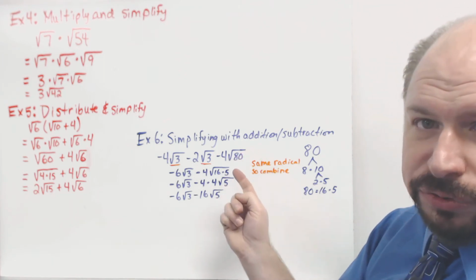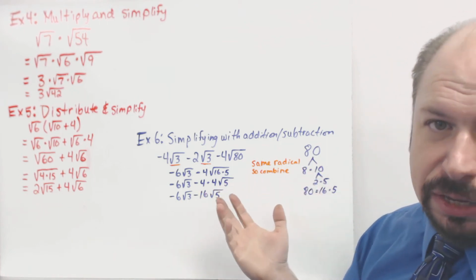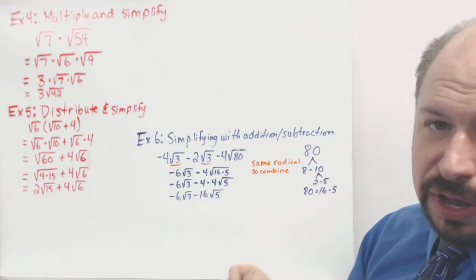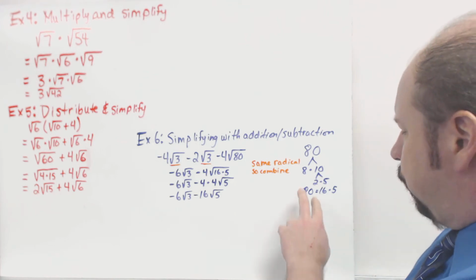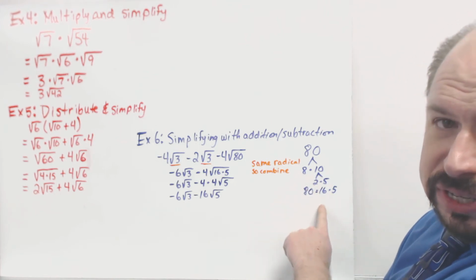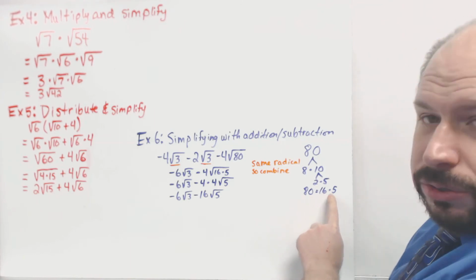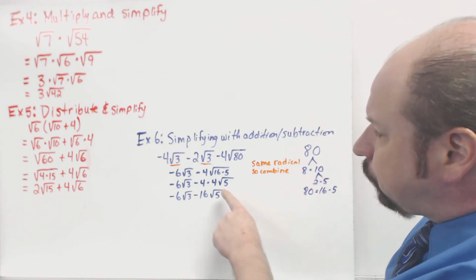The 80 we can simplify some. So let's do a factor tree on that. 80 is 8 times 10. 8, well, let's take a look. 10 is 2 times 5. And sometimes you don't have to necessarily do a complete factor tree. Here I notice that 8 times 2 is 16, and 16 is a perfect square. So I'm going to make 80 into 16 times 5. But the factor tree did help me to find that.